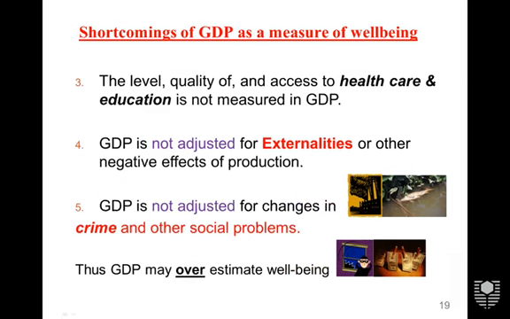GDP doesn't talk about access to healthcare and education in a country. Though GDP is increasing, maybe the healthcare system of that economy is not good enough, or we don't get access to that healthcare or education system. So it doesn't talk about the quality or access to basic facilities of people. It's not adjusted for externalities or negative effects of production, or for changes in crime and other social problems. Because it doesn't cover these points, it may overestimate the well-being of the people.